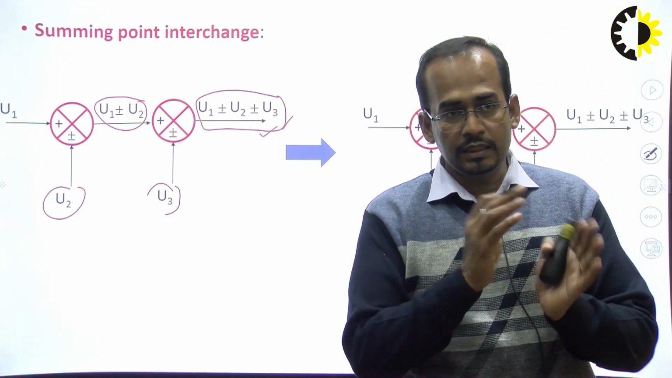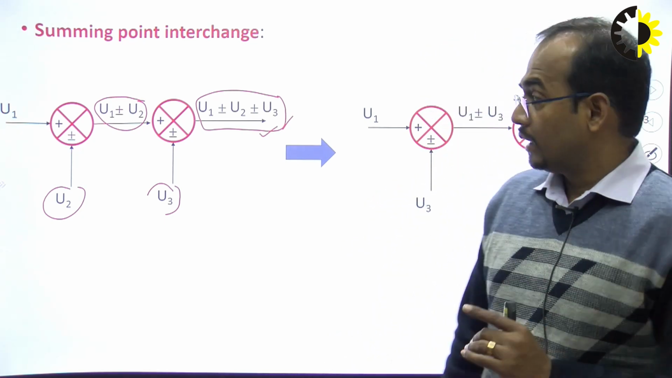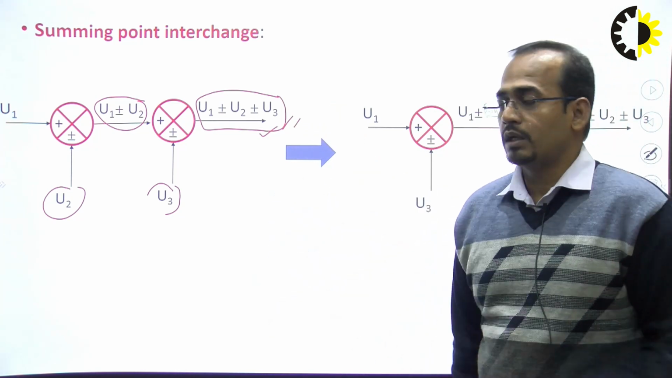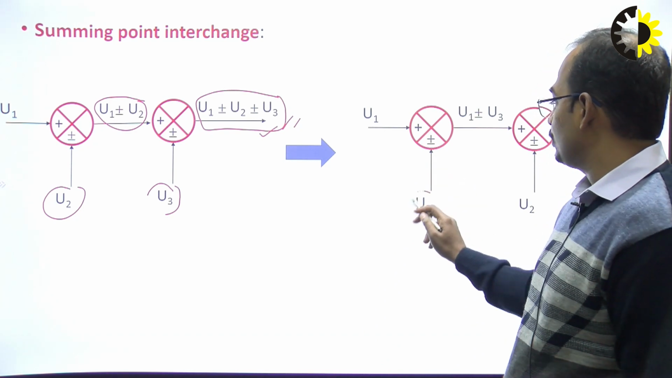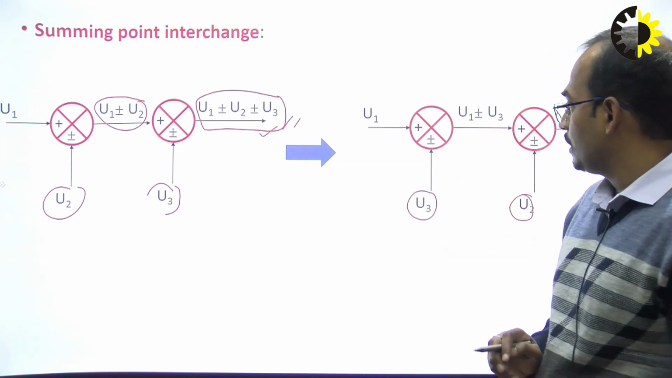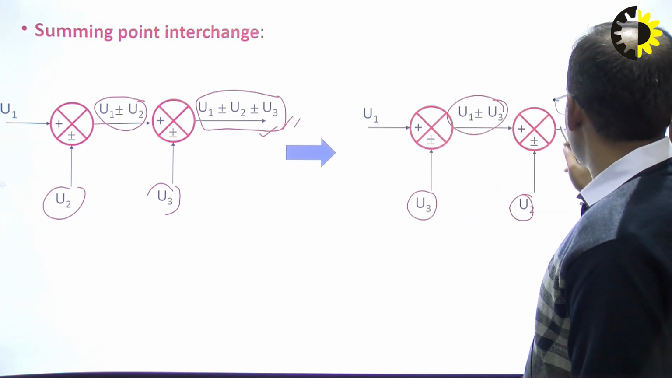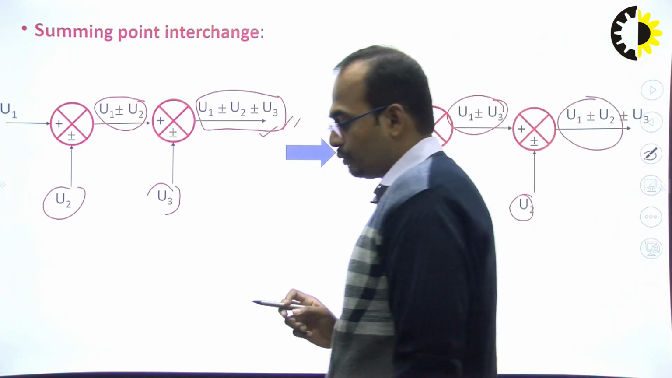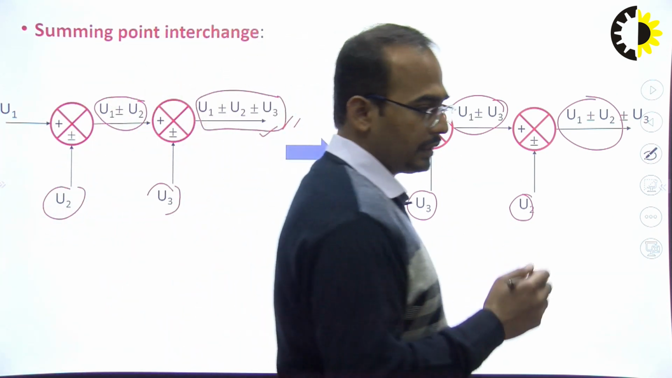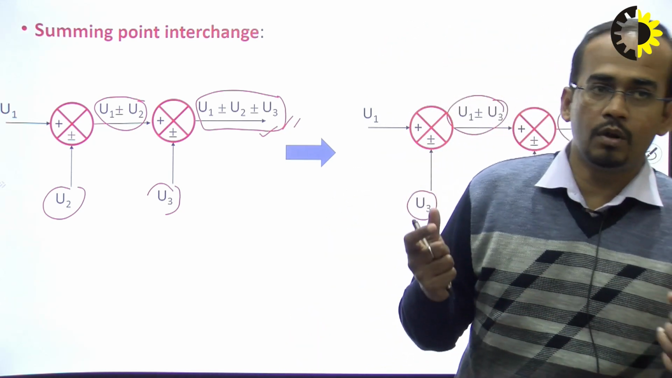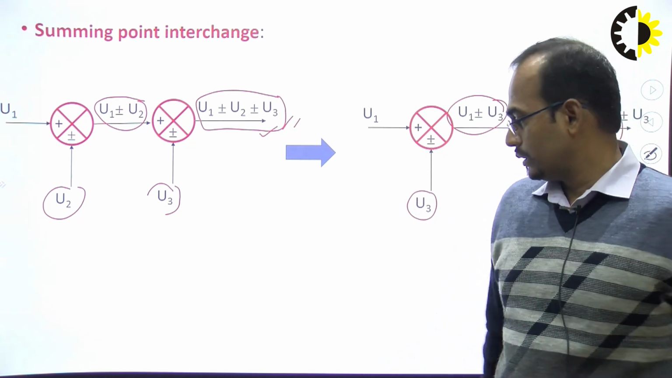So if I am interchanging this summing point, then the output should be U1 plus minus U2 plus minus U3. If I change this, putting U3 here and U2 here, you can see the output is U1 plus minus U3 plus minus U2, and again you get the same output, U1 plus minus U2 plus minus U3. So the only condition is that there should be no blocks in between these summing points. Then we can interchange the summing points.